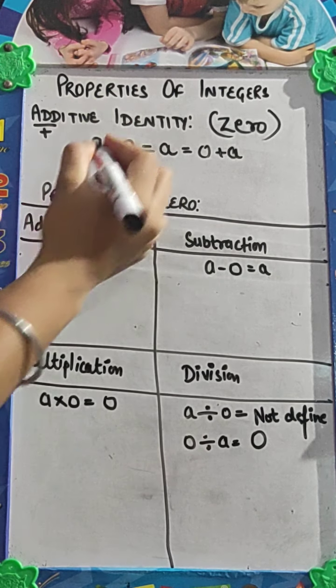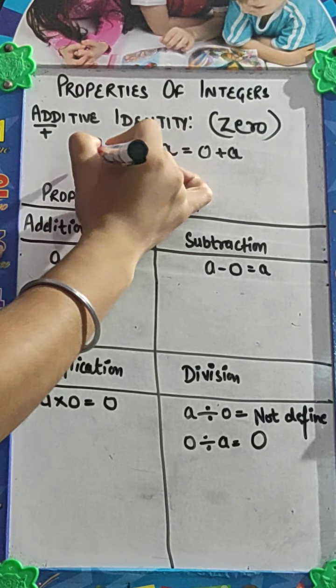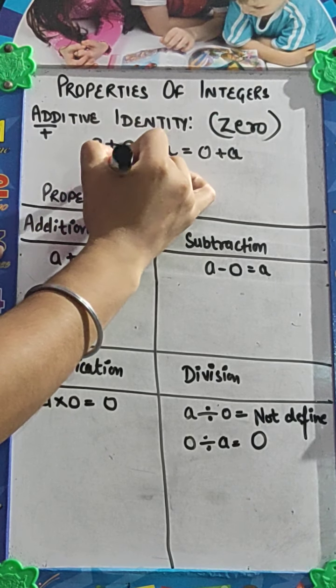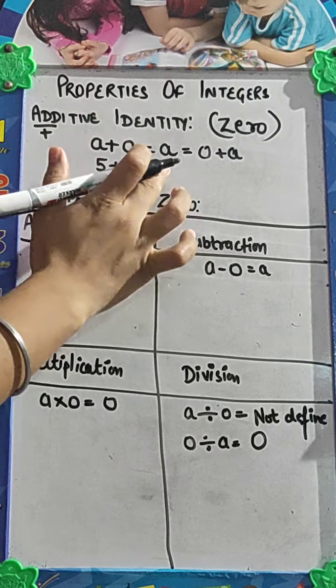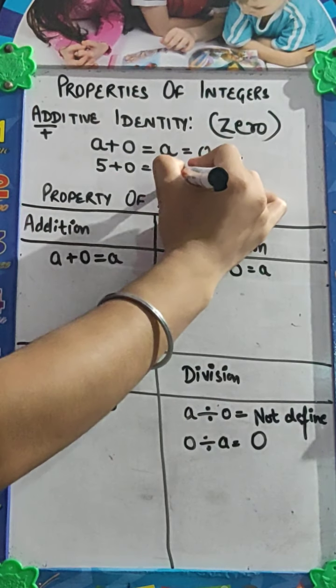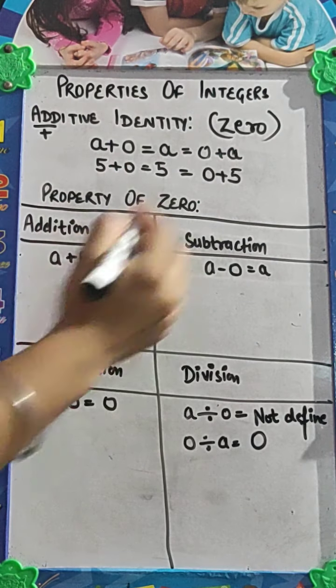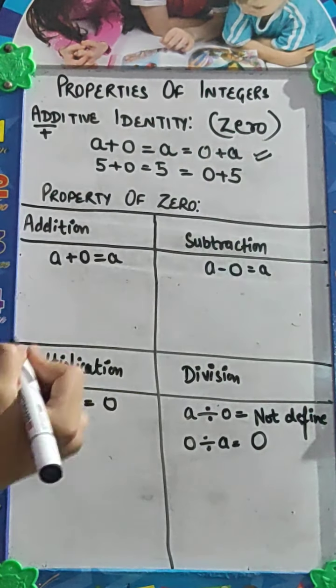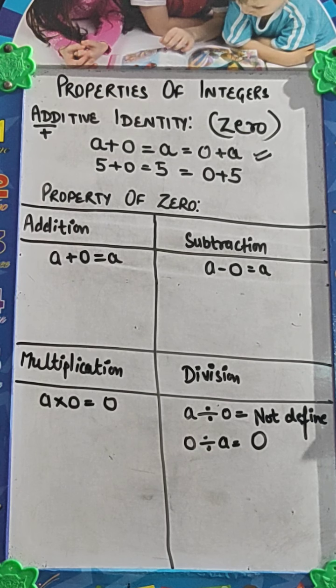You can learn it by taking an example as well. Suppose I take a as 5, so 5 plus 0 is 5, means if I add 0 to any number we get the same number. In the same way if I add 0 plus 5 we will again get 5. So additive identity is 0. For integers, what is the additive identity? 0. Okay, now come to the other properties of 0.